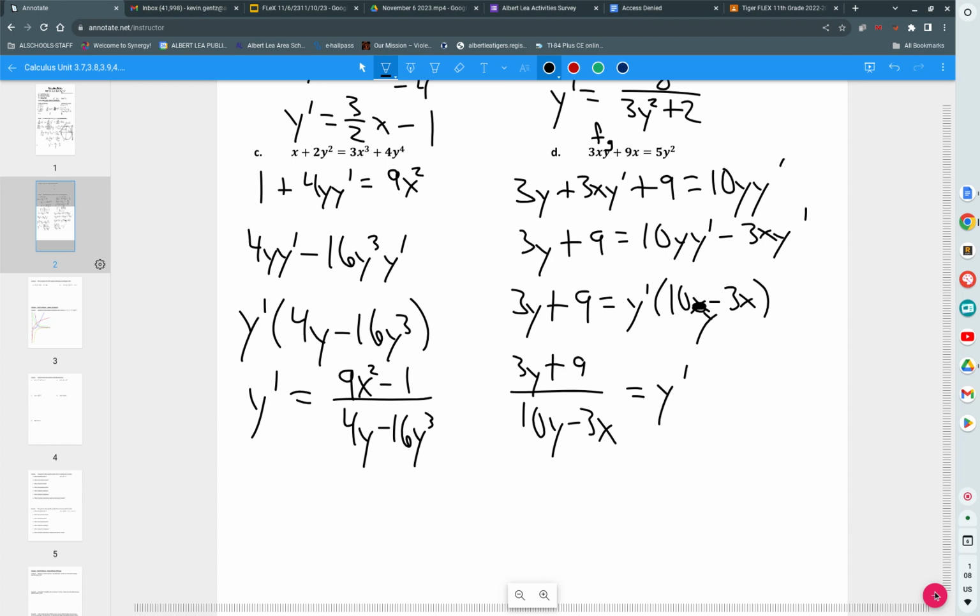Emma, I was writing it down. Yeah. Can you show how you got 3y plus 3xy prime? So this is the product rule. So 3x is my f, and y is my g. So we're doing f prime g plus g prime f. So the derivative of 3x is 3 times y plus 3x times the derivative of y is y prime. So product rule. Okay.